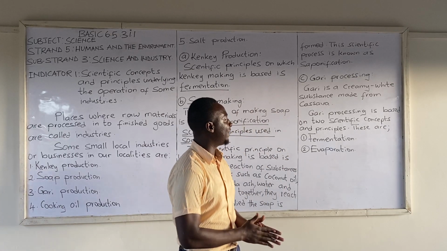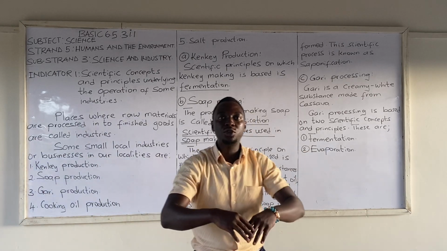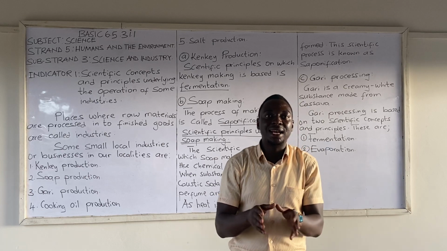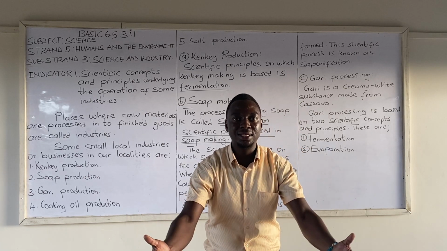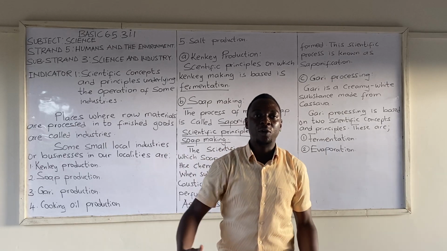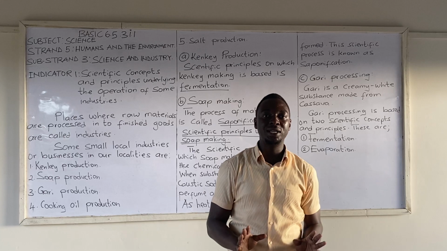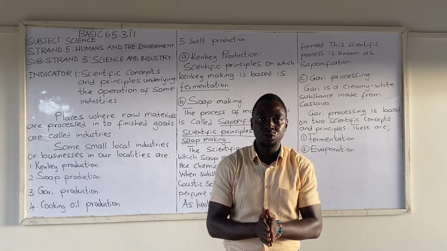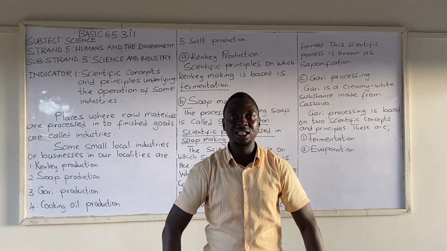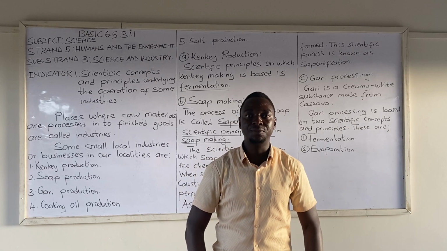Then the next scientific process they use is evaporation. They put the grated cassava in a pan and subject it to heat. That is, they put it on fire for the water in it to turn into gas. That is evaporation. So the two scientific principles used at the garri processing industry are fermentation and evaporation.